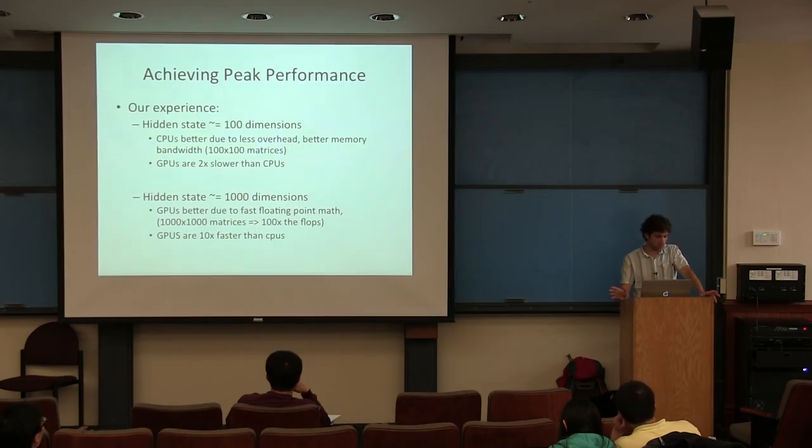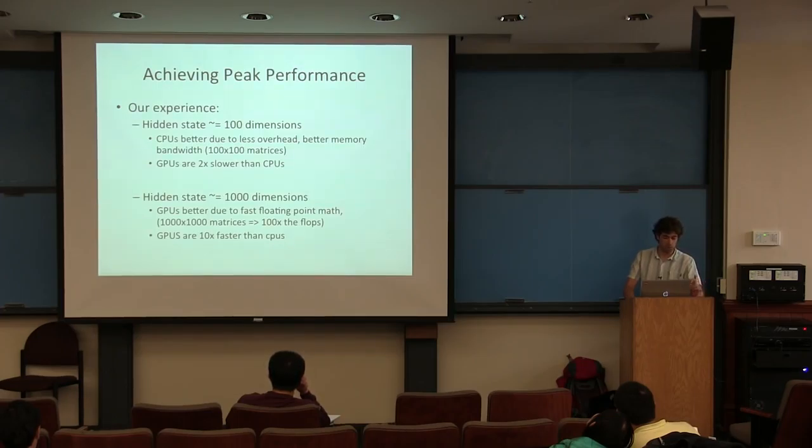This is because matrices and your linear operations are the fundamental building block of all these neural networks, and you apply nonlinearities. So the big thing is these 100 by 100 weight matrices, these coefficient matrices you have in these systems. And if you have to shift that around, that's quite expensive. So we found that GPUs were approximately 2 times slower when you had a hidden state of 100 dimensions.